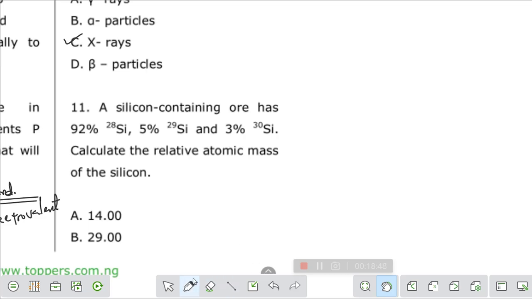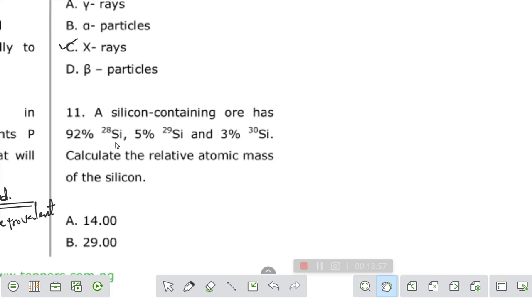Relative abundance of isotopes of elements. So look at this question now. They ask us to find the relative atomic mass of these elements. They give us the mass number of the first isotope, and then the mass numbers of the second and third isotopes.